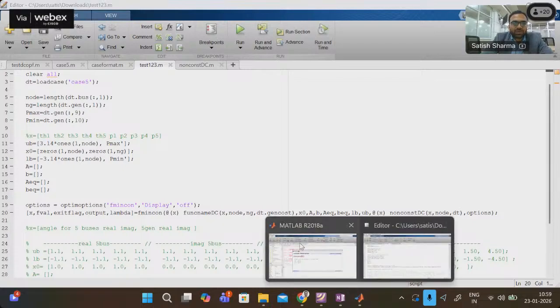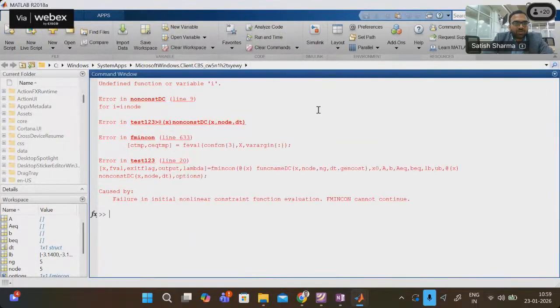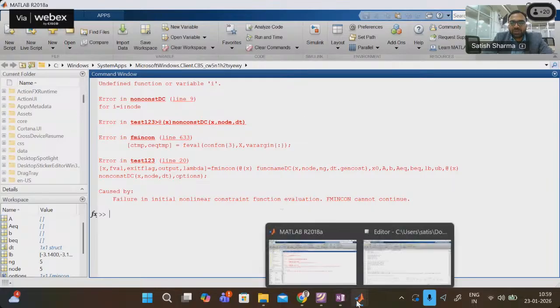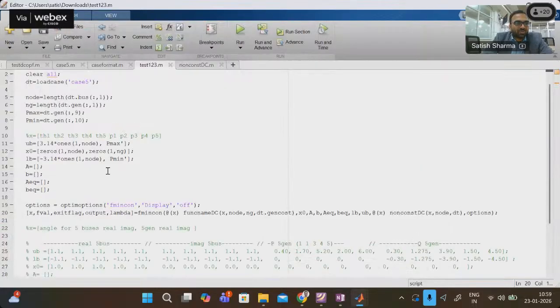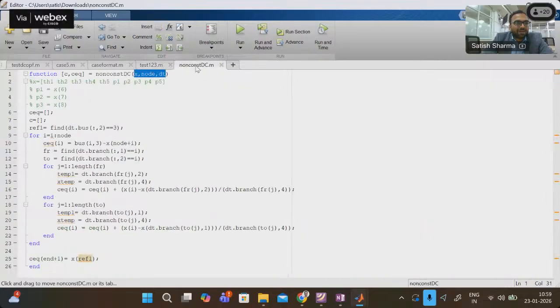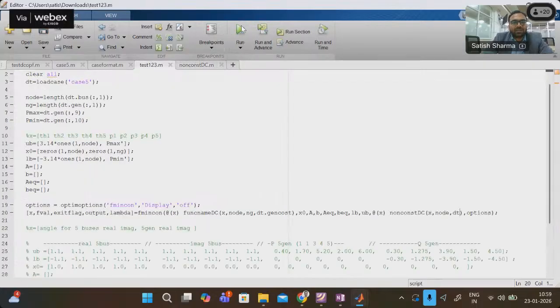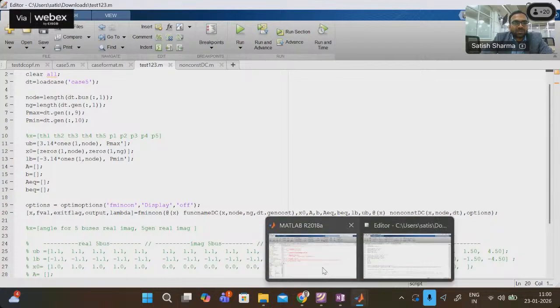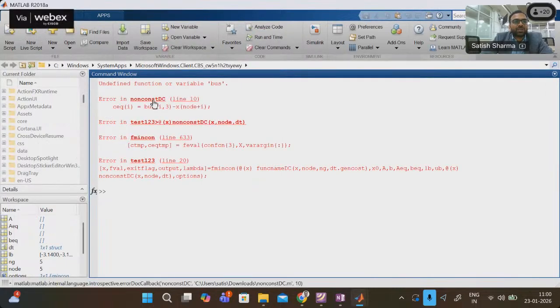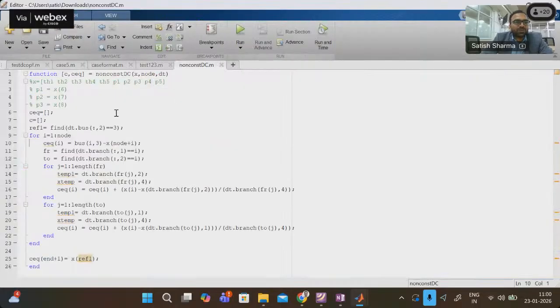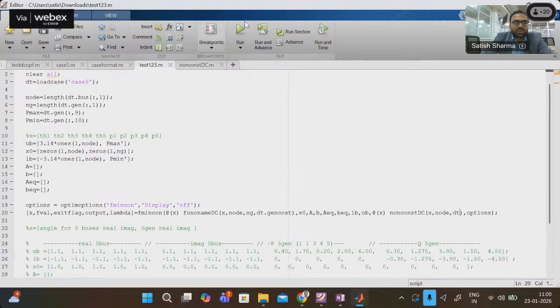Okay, a lot of errors will come. Okay, so it's a typo error again. Whenever I'm writing these equations, I make a lot of mistakes. It's a typing error. Instead of I1, I have placed I. So that's why the error will definitely come. Let's run it. Still some error. Let's see. Undefined function or variable in this particular line. We have not defined this bus. So let's put dt dot bus. Again solve it.